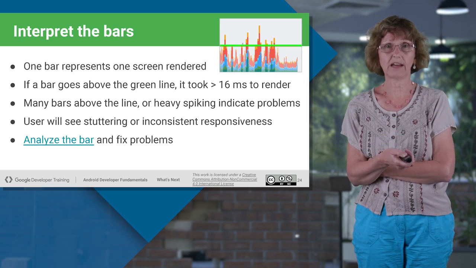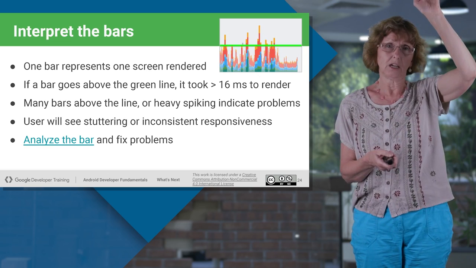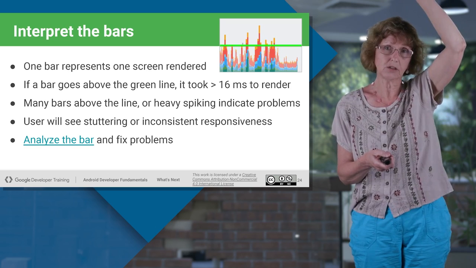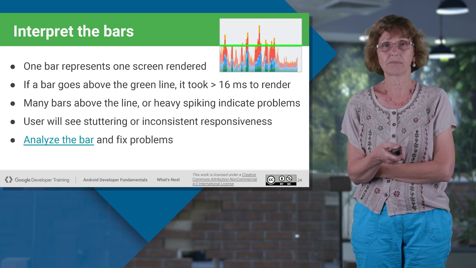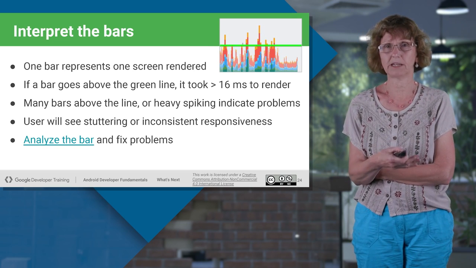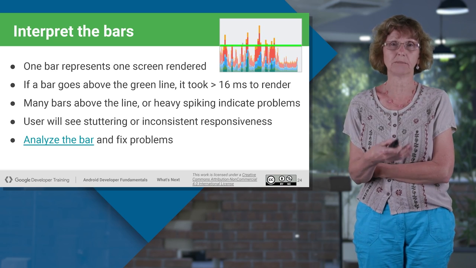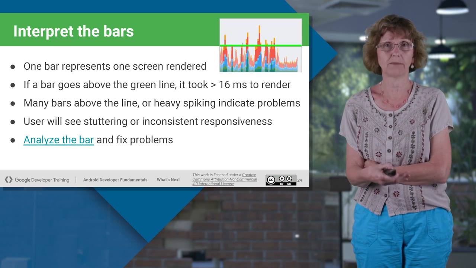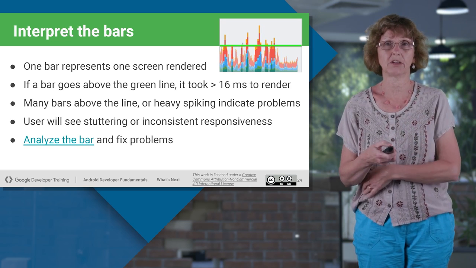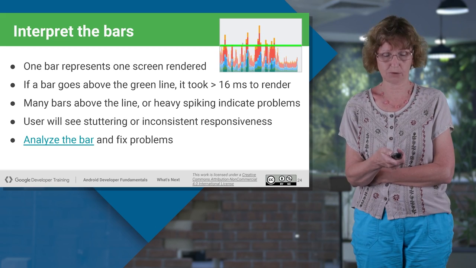So if your graph has many bars above the line, or it has heavy spiking, lots of frames that take too long, maybe some that display in time, lots that take too long, that indicates that there's a performance problem in your app. It's not that your app won't work or that it'll crash, but it means that your app is not very performant. It's going to be slow and the user's going to see stuttering in the UI. So you can analyze the bars and fix the problems.